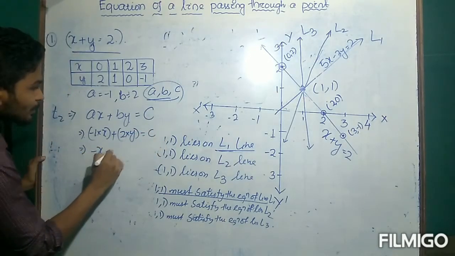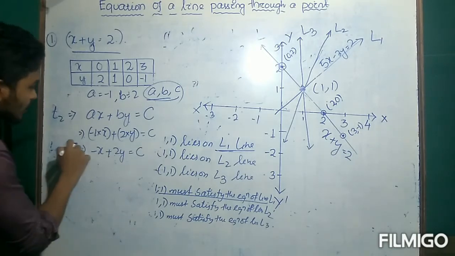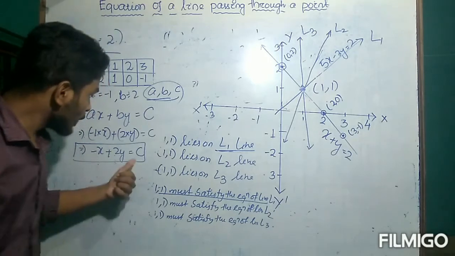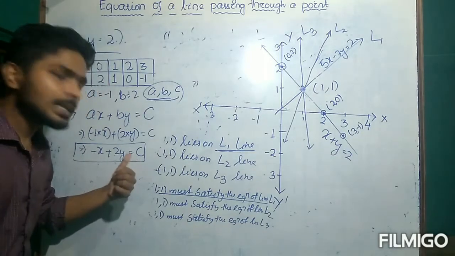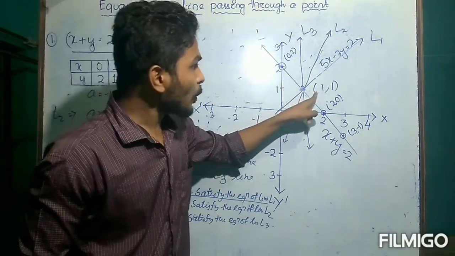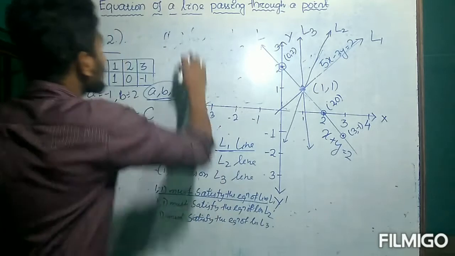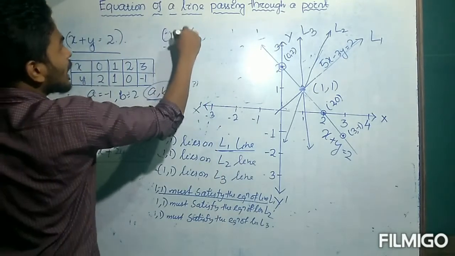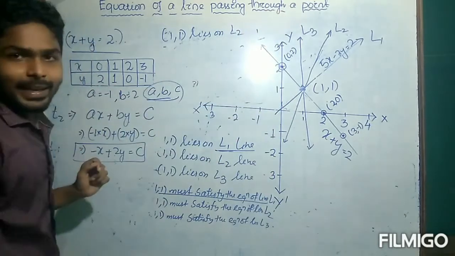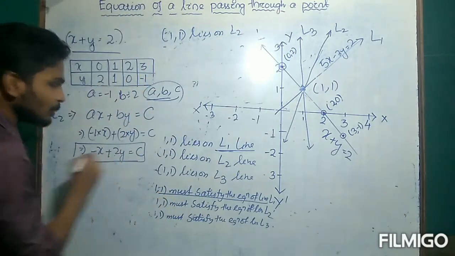So minus x plus 2y is equal to c. Now the equation becomes minus x plus 2y is equal to c. So we have to find this remaining value of c. For this, look at this. Since the point (1, 1) lies on the line L2, that means this point should satisfy the equation for L2.